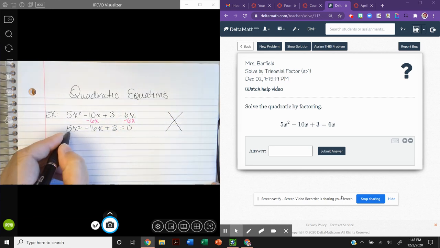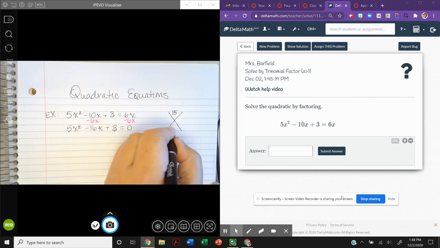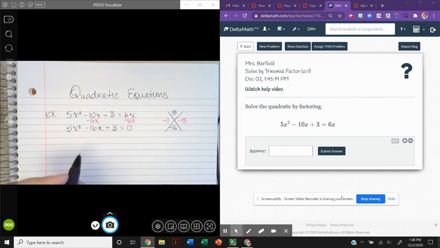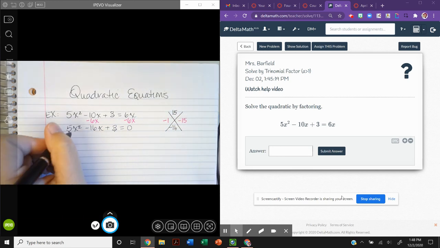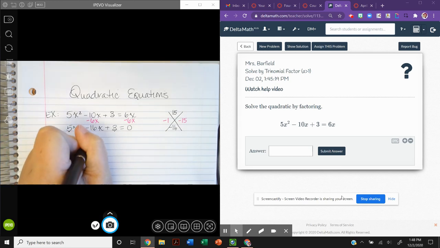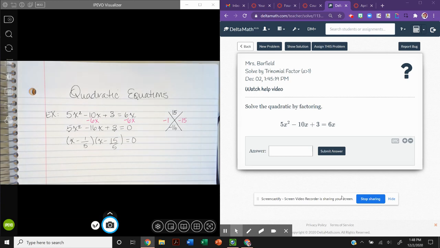So I'm going to take 5 times 3. So I get 15, negative 16 on the bottom. So that's going to be negative 1, negative 15. And then because I've multiplied, I'm going to have to divide to undo that. So x minus 1 divided by 5, and x minus 15 divided by 5 equals 0.